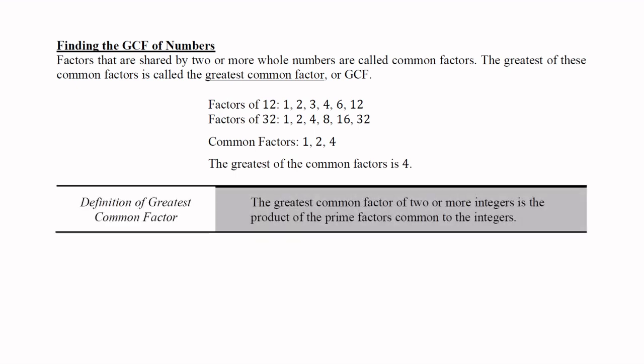So the greatest common factor of 2 or more integers is the product of the prime factors common to the integers. We're going to use this in our second method in the following example. So for the first method of finding the GCF of 18 and 27, let's list the factors. So we have our factors of 18 and our factors of 27, and then we can identify what the largest factor that is shared between the two is, and that is our greatest common factor, 9.